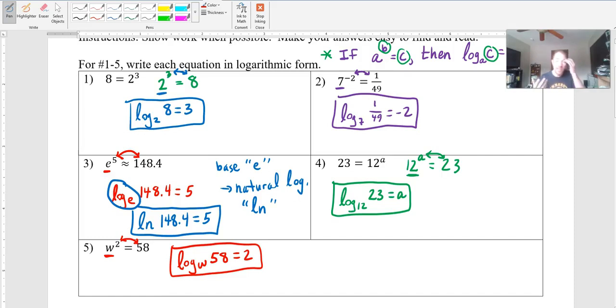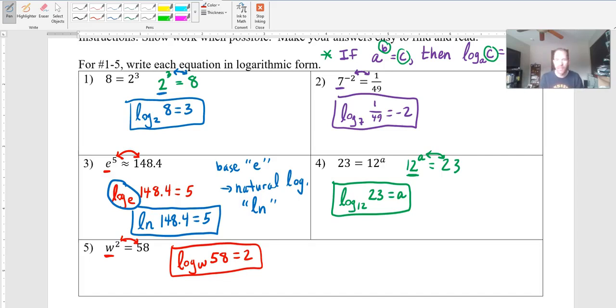Notice for a few of these, like number 3, first of all, e is not a variable. E represents a number. E is approximately 2.7 something. I can't remember. But otherwise, in number 4, a is a variable, but we don't know the value of a, and we're not asked to figure out the value for a. That'll come in later problems.